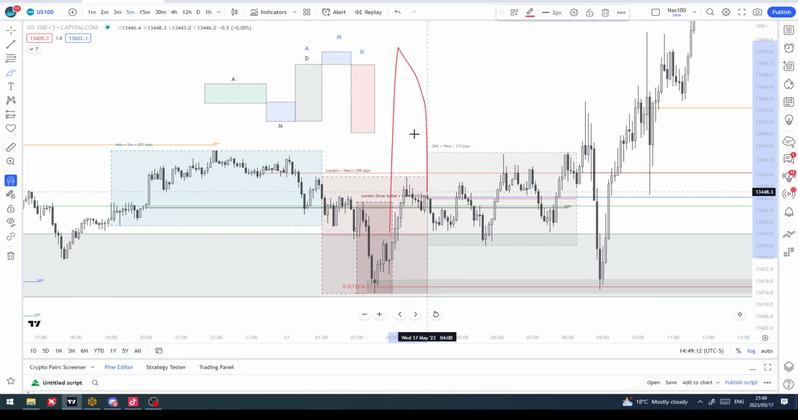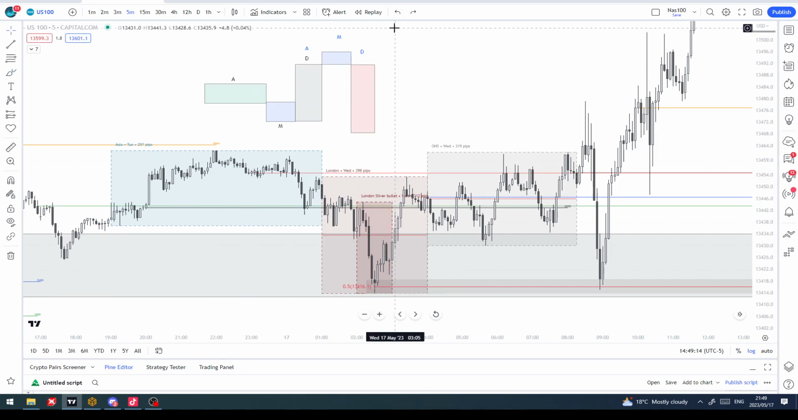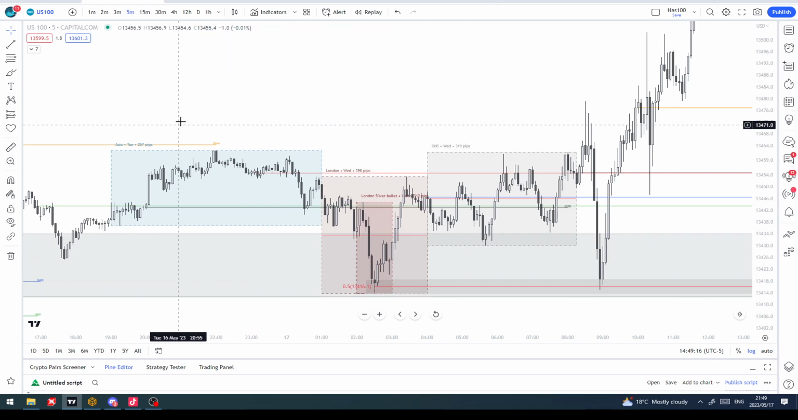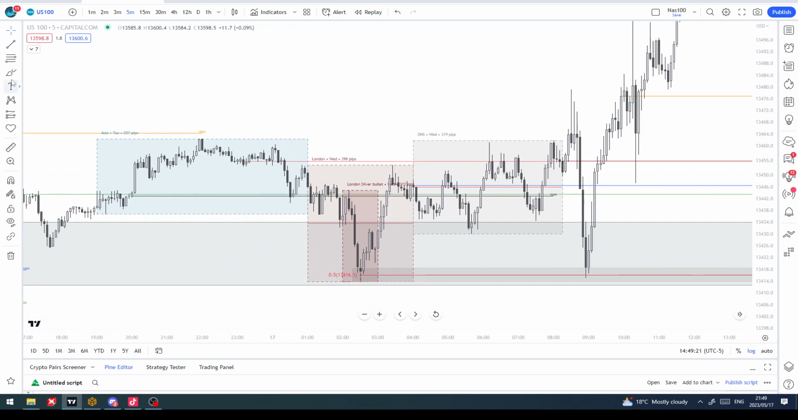I'm gonna get rid of that for now. Let's speak about what ICT gave you this week. He gave you 3 silver bullets, 3 entry types. He gave you a London silver bullet from 3 to 4 a.m. Right, on my chart it would show as 2 to 3 just because I'm using Chicago time and not New York time.